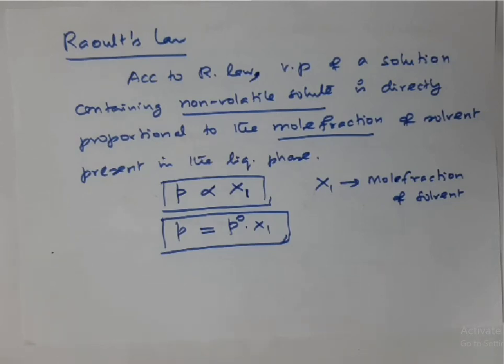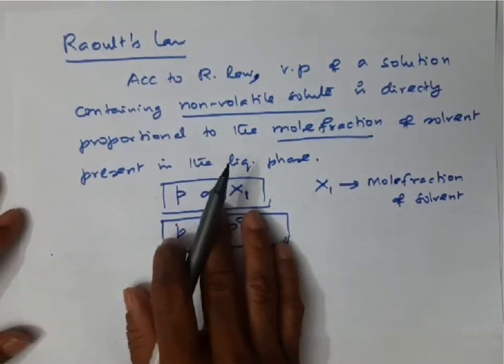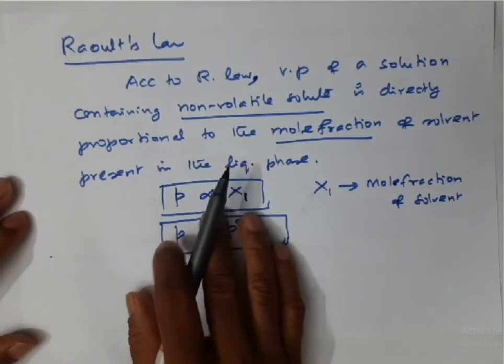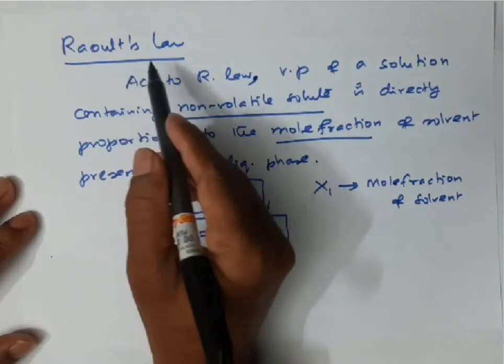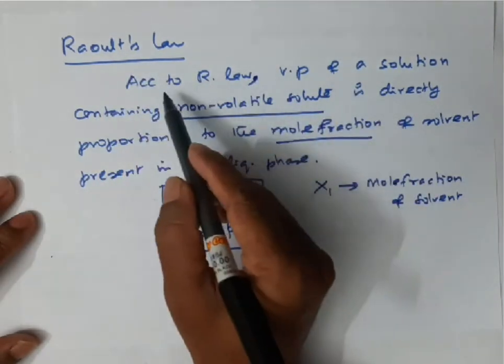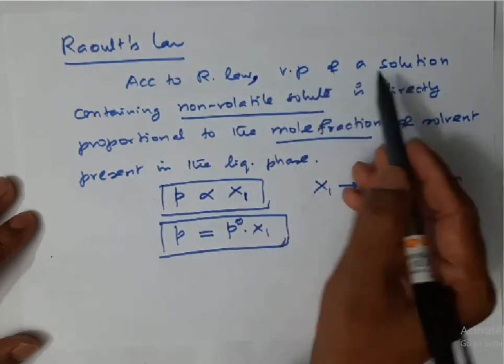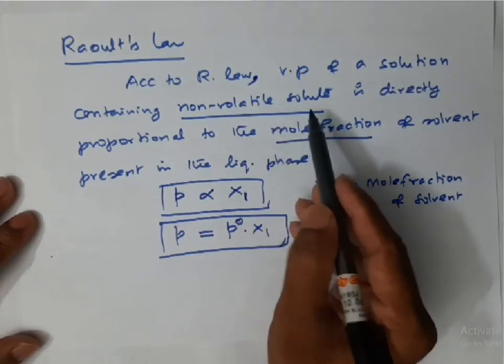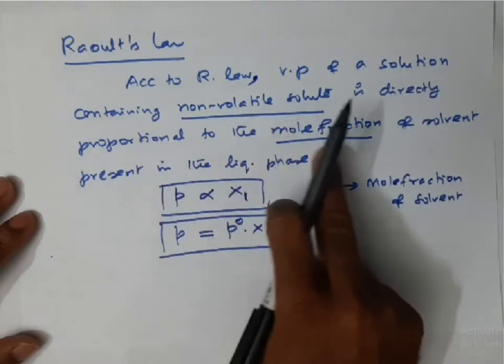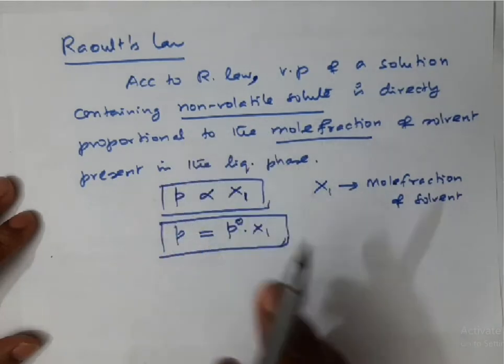Yeah, so in the last class we started the discussion of a solution containing non-volatile solute. If a solution contains non-volatile solute, then you can apply Raoult's law for that solution. According to Raoult's law, the vapor pressure of a solution containing non-volatile solute is directly proportional to the mole fraction of solvent present in the liquid phase.